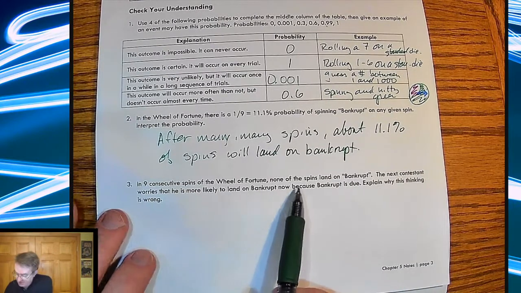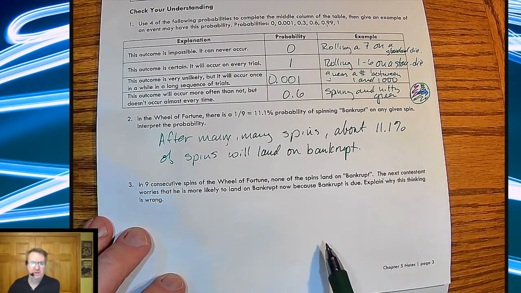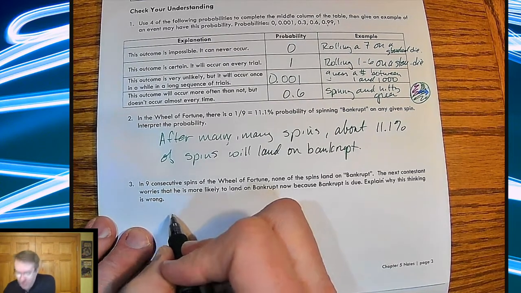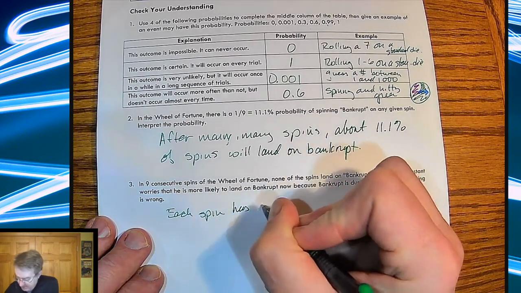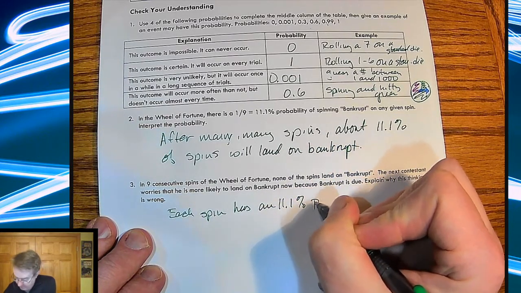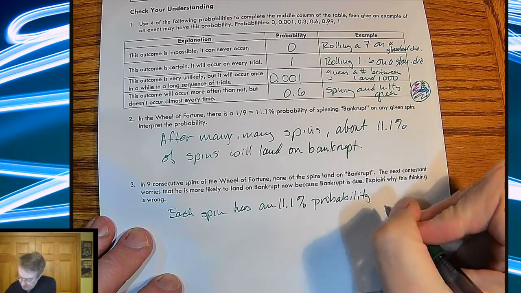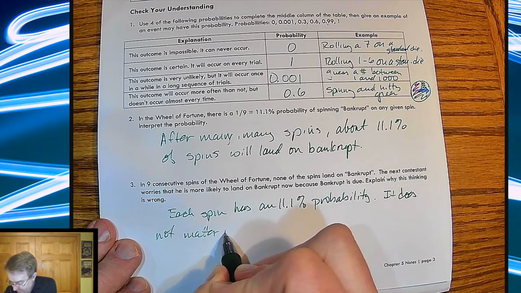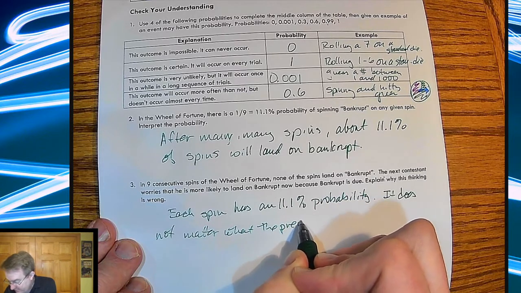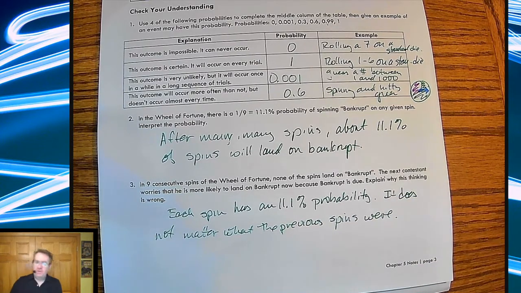In 9 consecutive spins on Wheel of Fortune, none of the spins land on bankrupt. The next contestant worries that he is more likely to land on a bankrupt because the bankrupt is due, quote unquote. That's kind of like what we're talking about with the SI curse. Explain why this thinking is wrong. Well, what's the chance of each spin landing on a bankrupt? Each spin has an 11.1% chance, or probability would be a better way of saying it. In my stats class, I was always taught to say chance, so I'm relearning it. It does not matter what the previous spins were. Since each spin is independent, every time you spin, you have an 11.1% chance of hitting bankrupt. Just because you're doing it doesn't mean you're due for it.